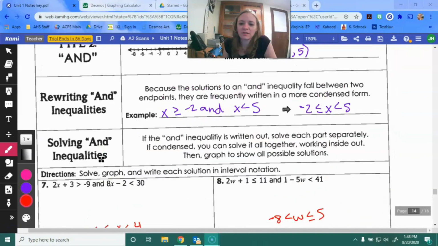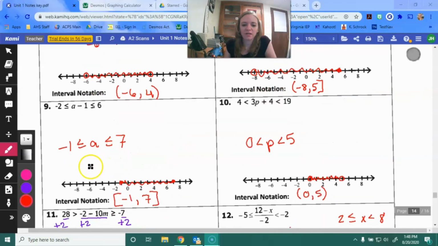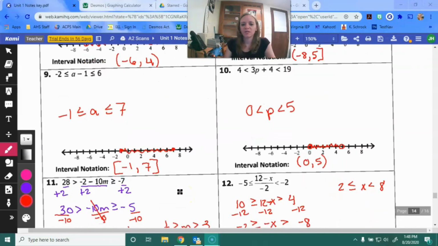Alright, our answers are back up at number 7, parenthesis, -6 to 4, parenthesis. So parentheses on both, open circles. Number 8, parenthesis at -8, comma, 5, and then a bracket. Number 9 starts at -1 with a bracket, and then to 7 with a bracket or filled in circle. Number 10, 0 to 5, but not equal to 0 or 5, so parentheses, 0, comma, 5.